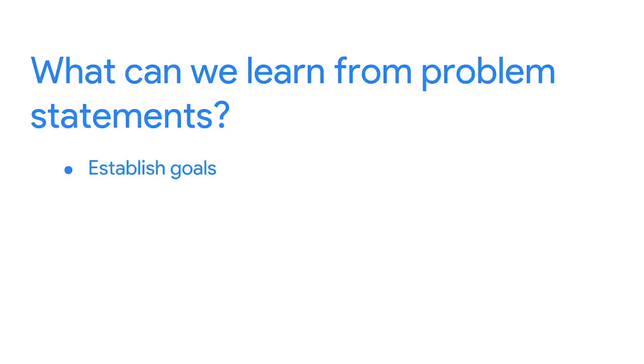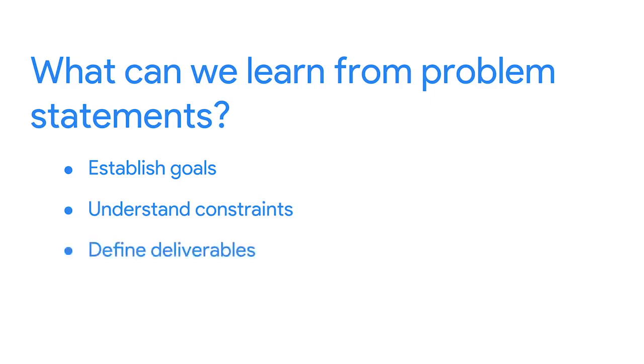First, problem statements help us to establish goals. An effective problem statement tells us what the user really needs. Defining the goal clearly and concisely gets everyone on the design team on board and focused on the same thing. Second, problem statements help us understand constraints. We want to know what's keeping users, like Shane, from satisfying their needs. Third, problem statements help us define deliverables. When we finally solve the problem, what will we have to show for it? It's helpful to know what a design solution will produce. And finally, problem statements help us create benchmarks for success.